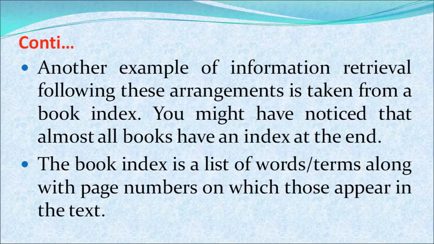Another example of information retrieval following these arrangements is taken from the book index. You might have noticed that almost all the books have an index in the end. The book index is a list of words and terms with the page numbers on which they appear in the textbook. Everybody knows that there is an index at the end of the book, from where we find the words and finally reach the page number of the book. That is also a way of retrieving information.